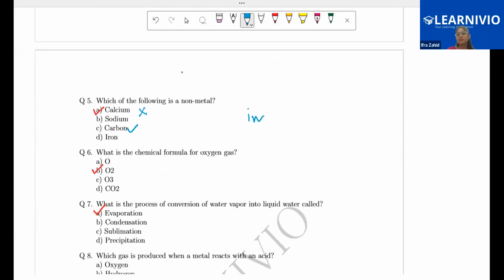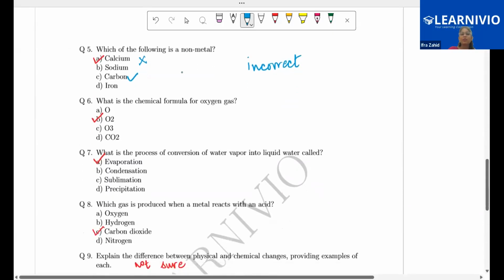If this sort of confusion arises, you can change your answers. Okay, ma'am. I thought it was carbon in the previous question, but I think carbon is the answer of this question. Please change it, just let me know. Okay, ma'am. What is the chemical formula of oxygen gas? O2. You sure? Yes, ma'am. Very sure. Correct.